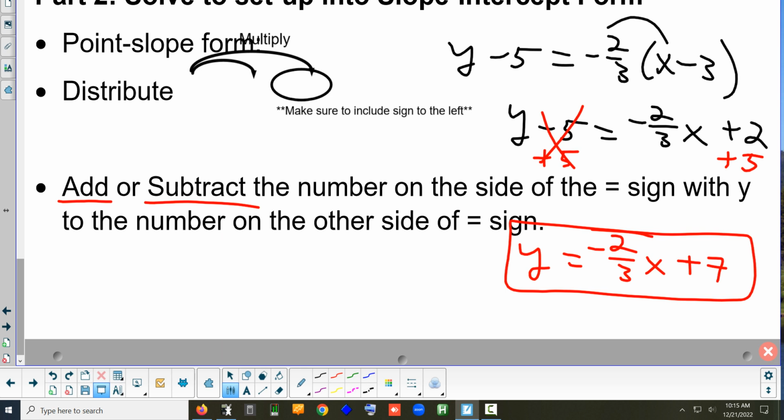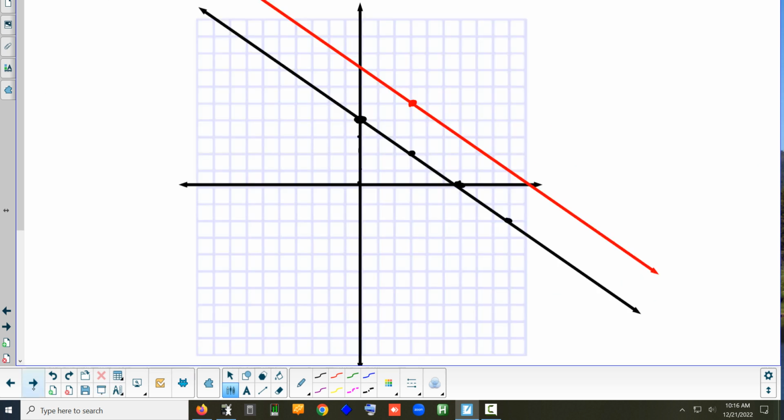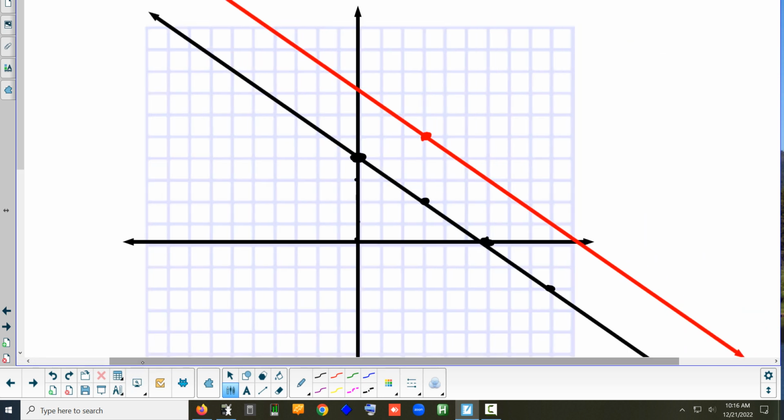I'll give you guys a second to copy that. All right, so let's look at that line in red, and I'll try to zoom in a little bit. Where does it look like the line in red crosses the y-axis? At what number? Yeah, 7. 1, 2, 3, 4, 5, 6, 7. So yeah, we did the problem perfect. We found the line that passed through the point that they wanted, and it is parallel to the one we studied.